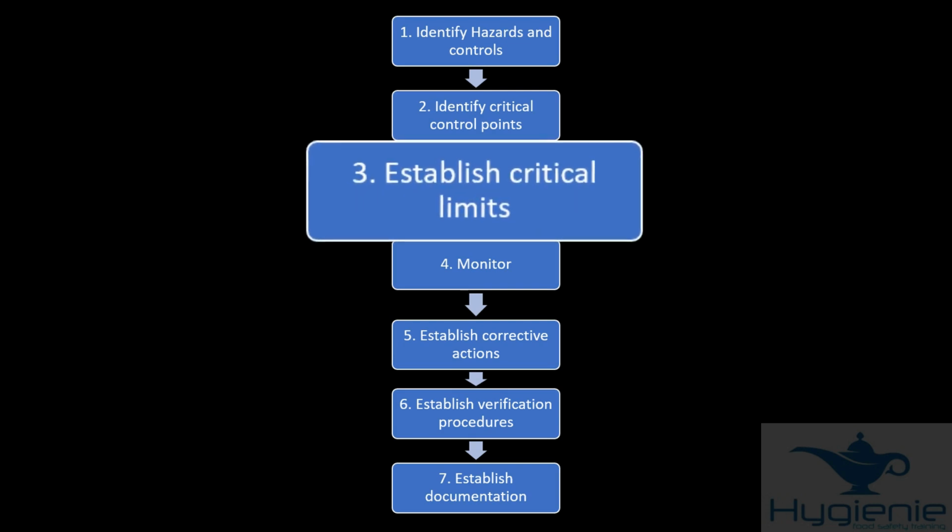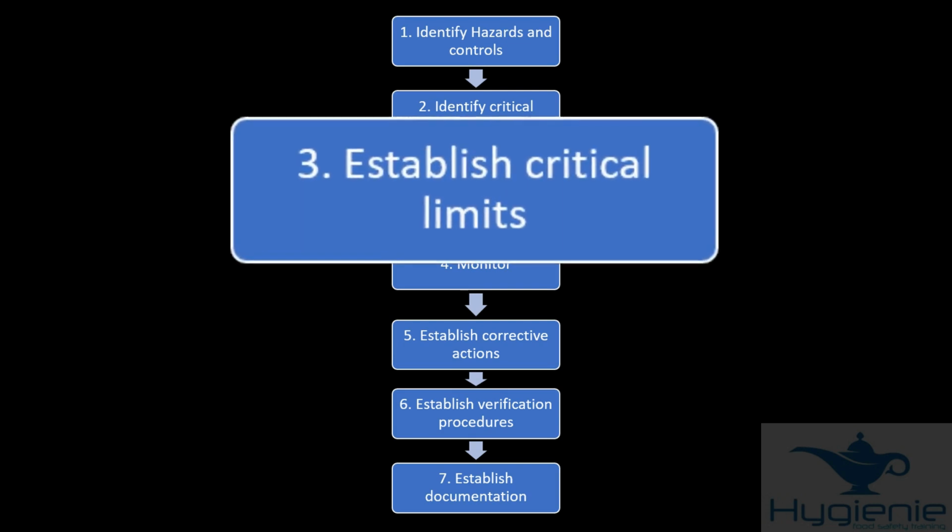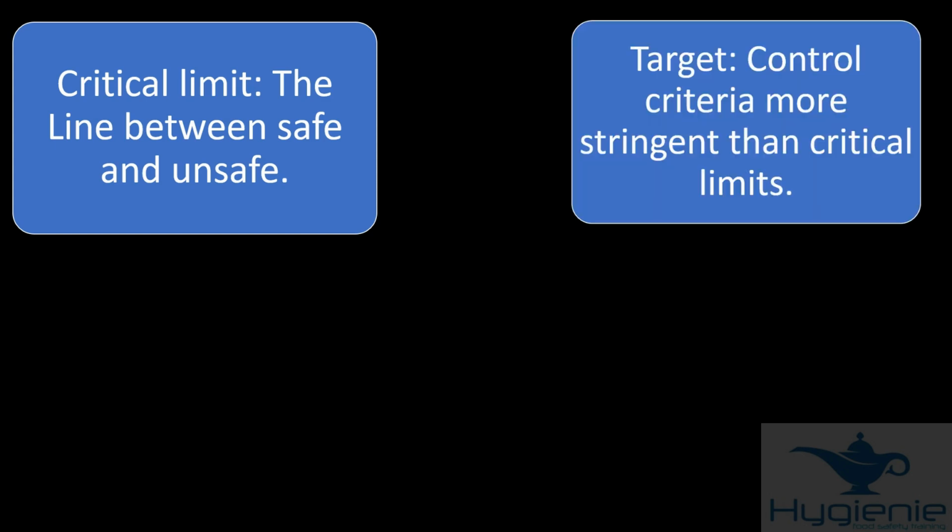Principle number 3 is establish critical limits. A critical limit is the line between safe and unsafe. Most companies have a critical limit and a target. A target is a control criteria more stringent than critical limits.